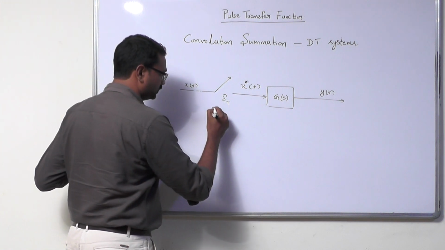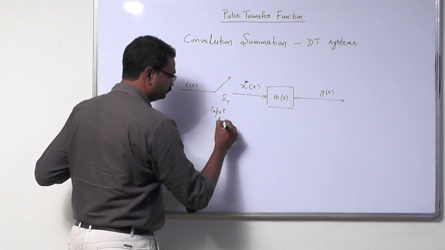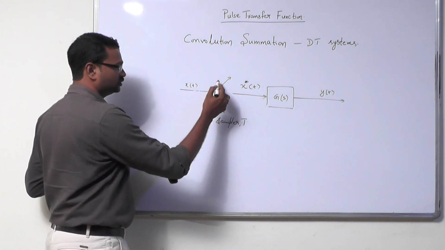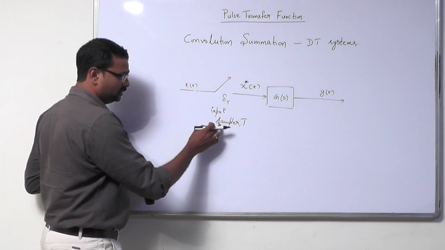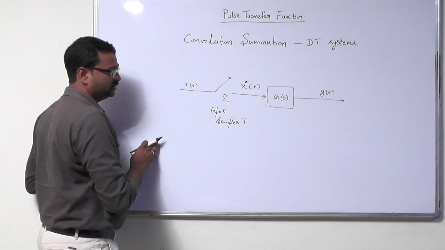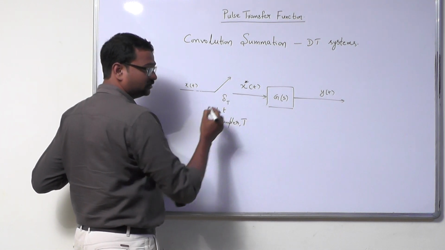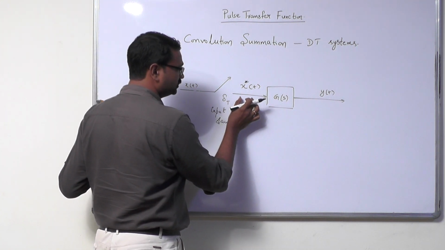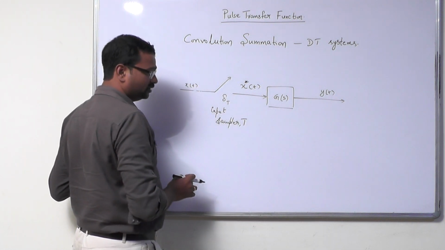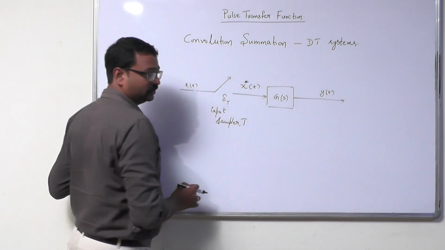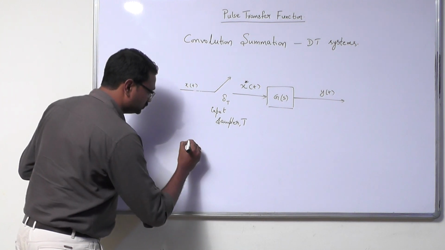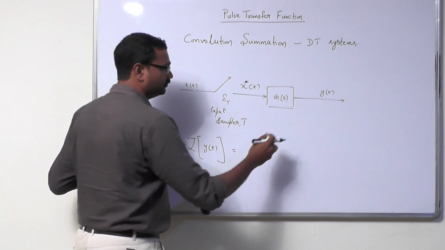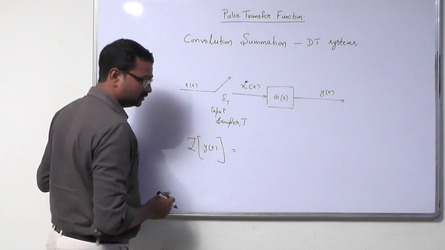Now this can be called an input sampler with time period capital T. This is the input sampler which we are having with time period capital T, and x of t is our continuous time signal. Therefore x star of t is our train of impulsed signals, and when this is applied as input to the system g of s, then you will have an output y of t. So what is the z transform of y of t? And y of t obtained is also an impulsed signal.